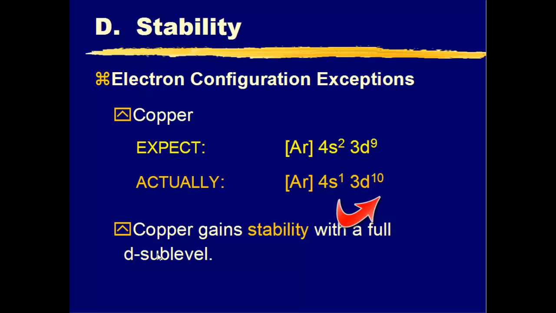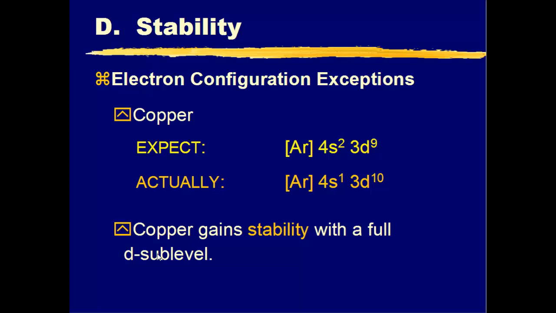If you look at the numbers in the exponent place, you'll see how that happens. Instead of 4s2, copper actually gives a 4s1 configuration, and that one electron that's been lost gets moved up to the 3d. So instead of 3d9, we see 3d10. The only reason that this happens is because it gains stability the exact same way.